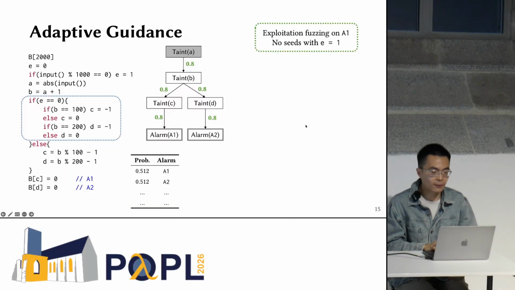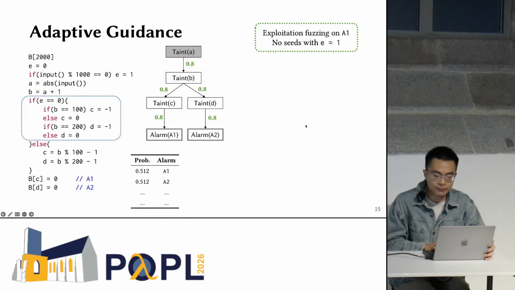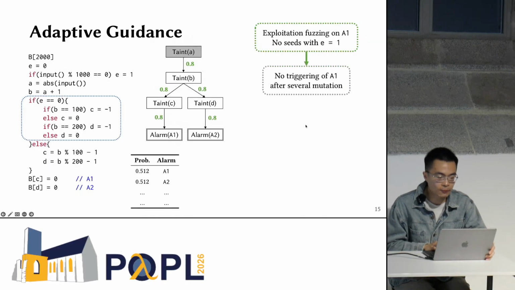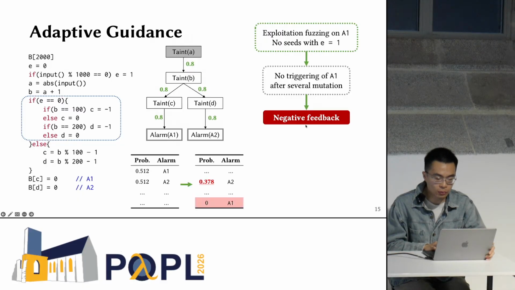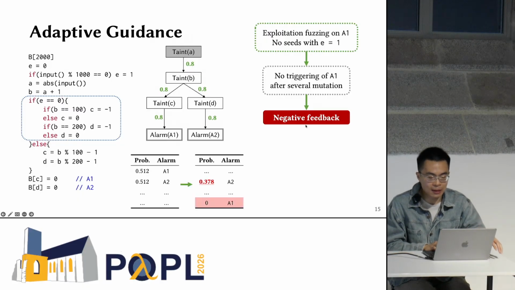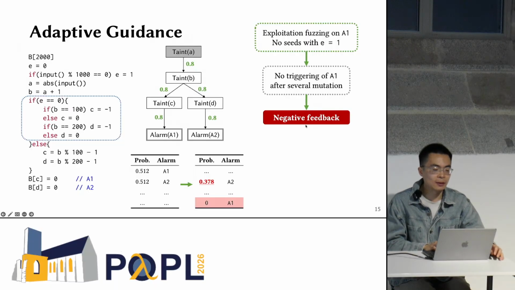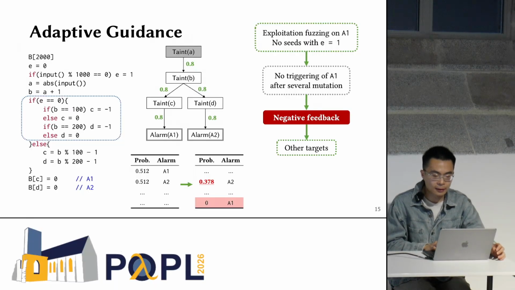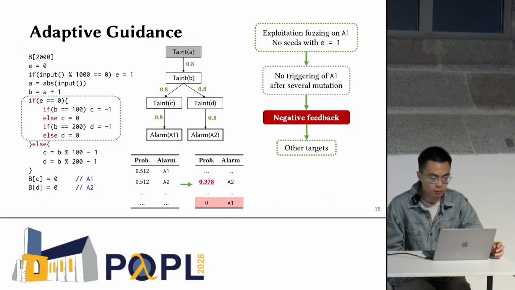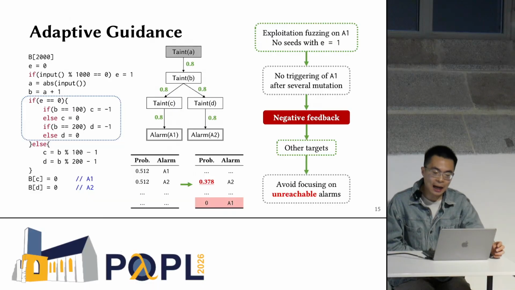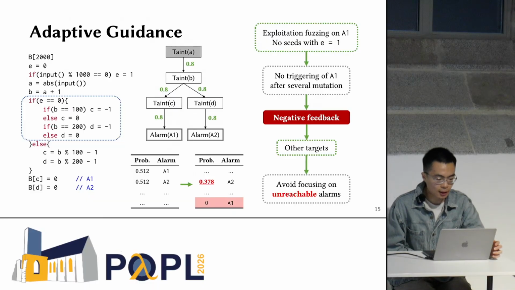The fuzzer will first target A1. After attempting mutations for a while and failing to trigger the bug, it gives negative feedback to the Bayesian network. Since alarm A2 is connected to alarm A1 in the network, the probability for A2 also decreases. Thus, the fuzzer can skip the currently unreachable alarm A2 and focus on other potentially reachable targets, avoiding wasted time.